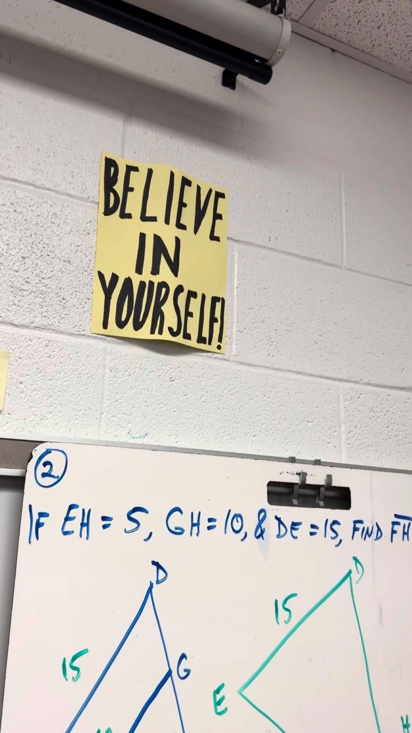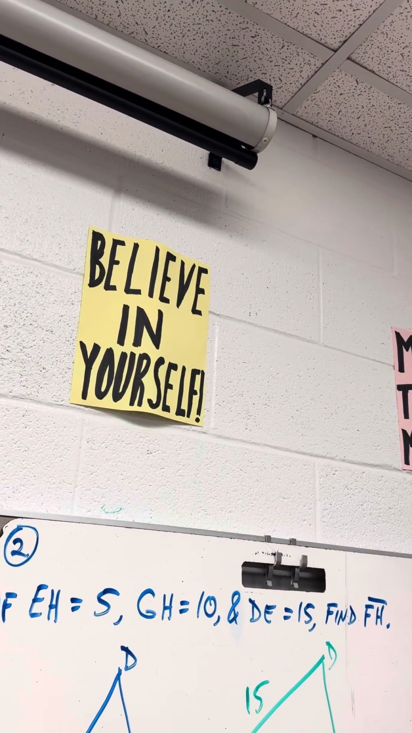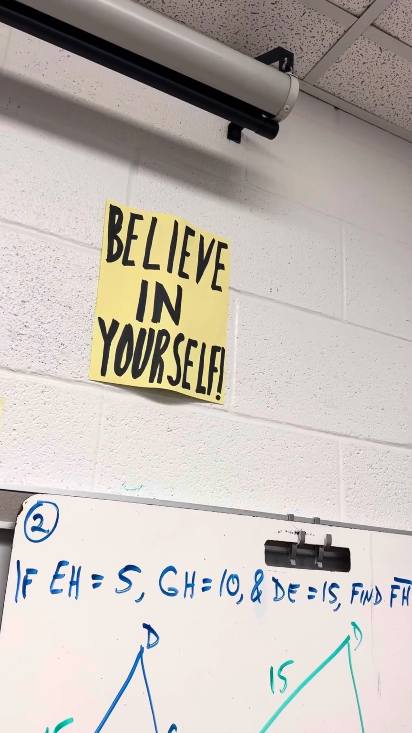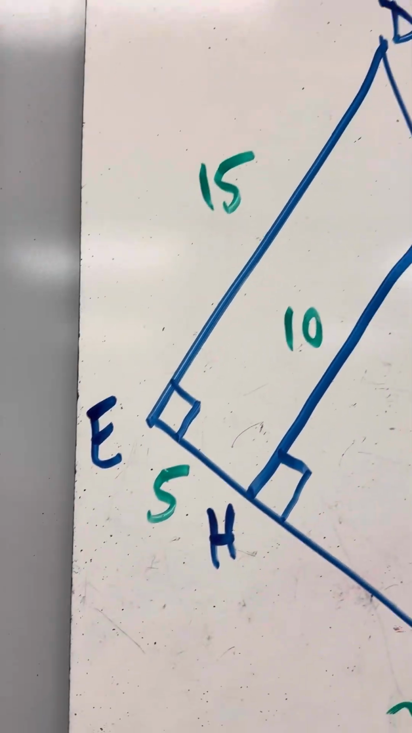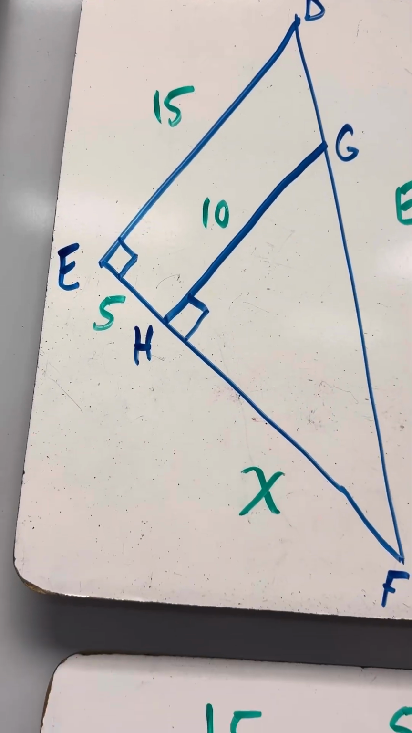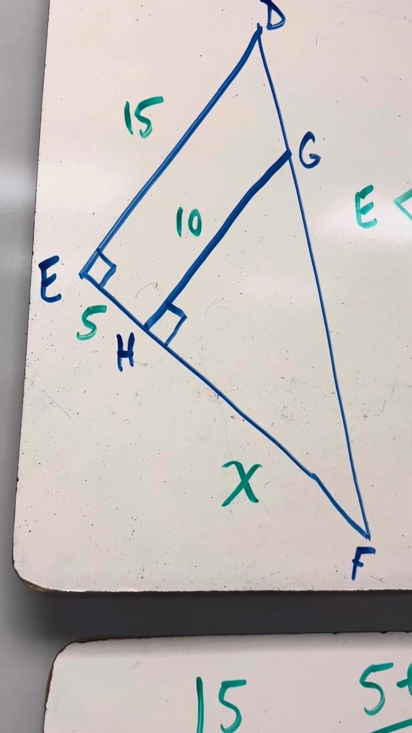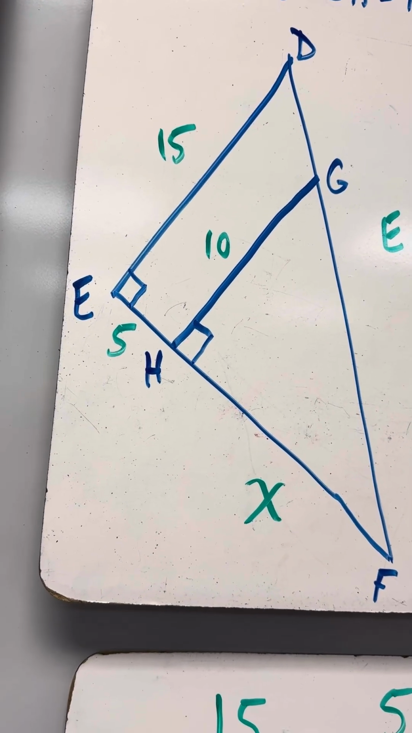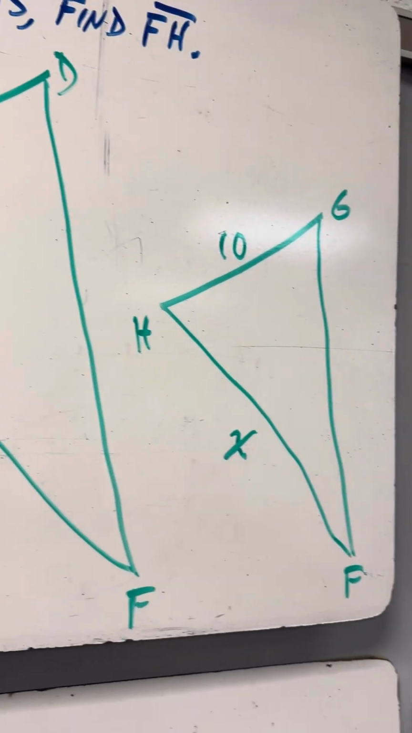EH equals 5, GH equals 10, DE equals 15. Find FH. So this is 15, this is 10. This little piece here is 5. We want to find X right here. Now again, we need to draw 2 separate triangles, the big one and the little one.